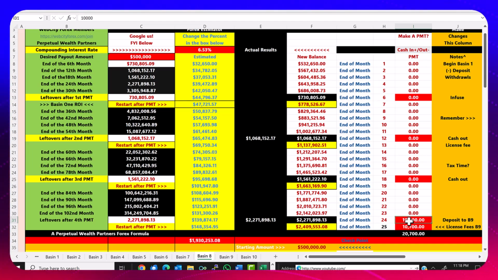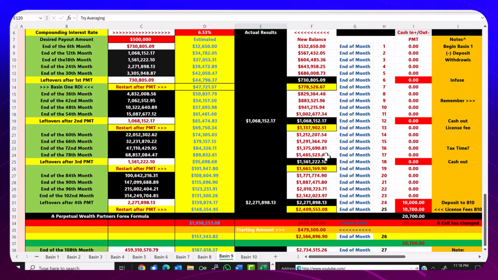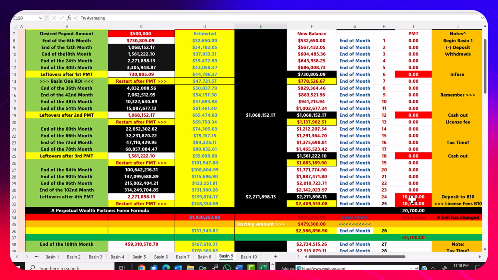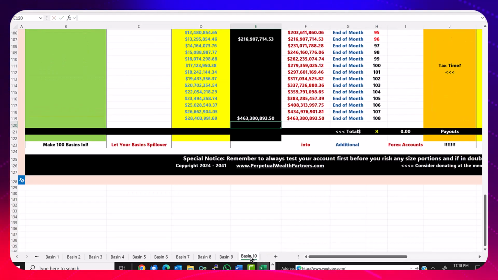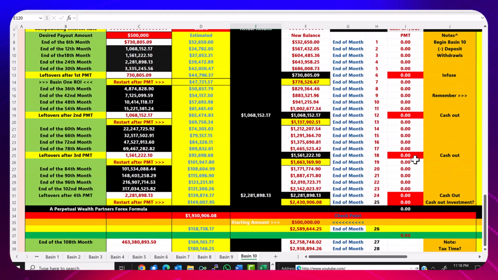You know, so put $500,000 in there. Hit enter. Basin 9. We'll put $500,000 in there. Basin 10. We're at basin 10 now. Let's just put something crazy in here.